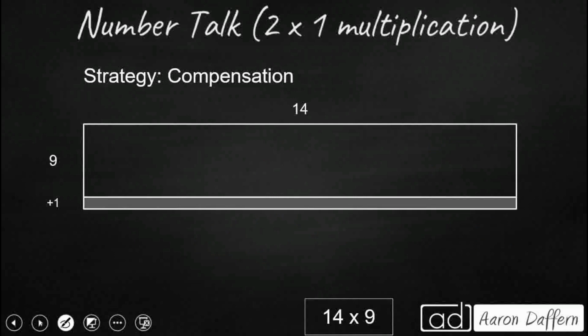So another way we can do this is compensation. Anytime you have one of your factors that's 8 or 9, I would definitely try compensation. Let me show you how it works. We're going to take our 14, and instead of multiplying it by 9, because that's kind of weird, we don't know our 9s up to 14. We know our 9s up to 12, but not really past that. We're going to multiply it by 10. Oh, that's easy. That's 140.